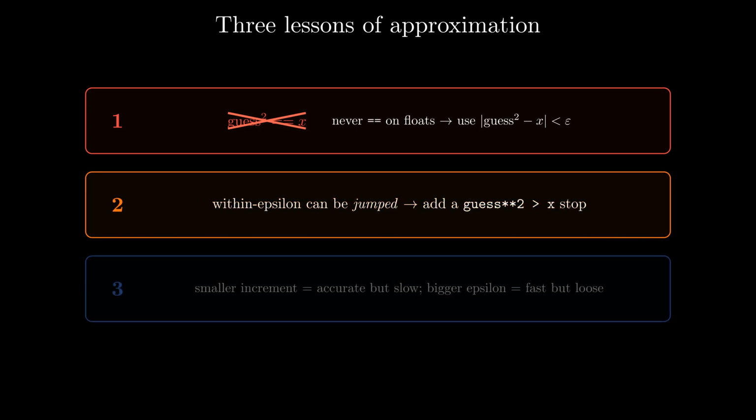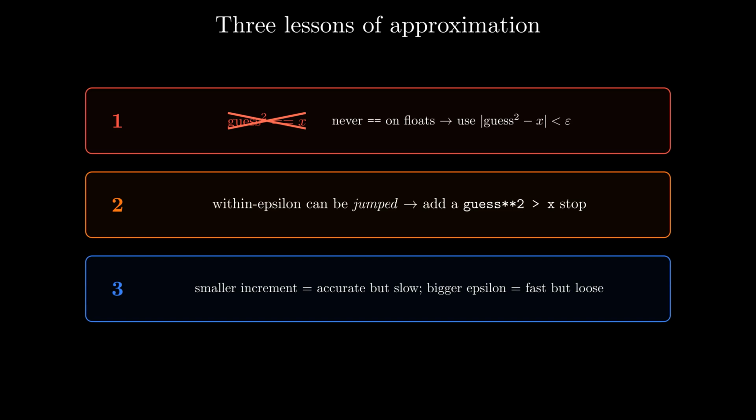Third, there is a genuine trade-off. We can make the program succeed instead of fail by shrinking the increment, but it gets much slower. Or we could widen epsilon, which is faster but gives up accuracy. Speed against accuracy, and which you favor depends on the job.